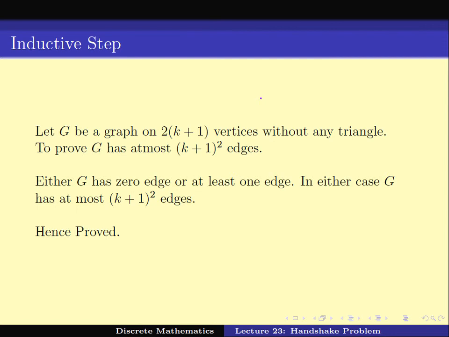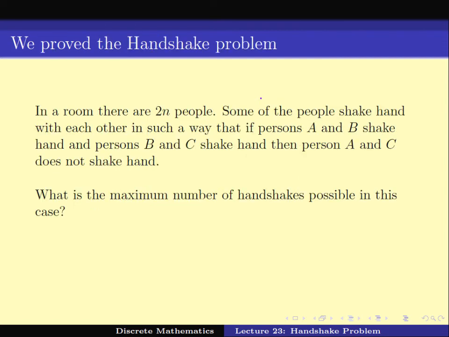So we have used, first of all, graph theory to represent this problem so that we can visually work on it. Also, we have used induction on graphs to solve this problem. And we proved that a graph on 2n vertices without a triangle has at most n squared edges, which is the same as the answer to the handshake problem.